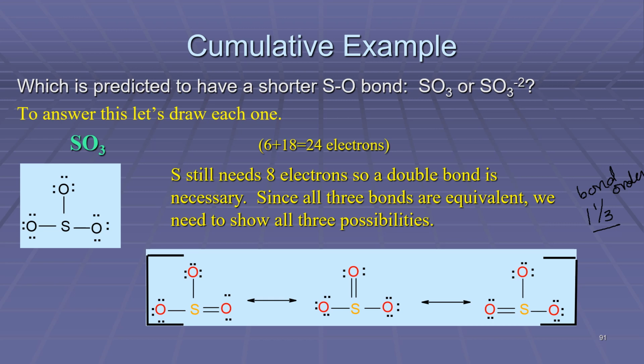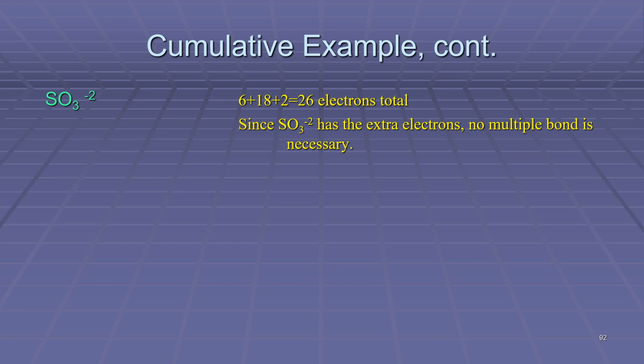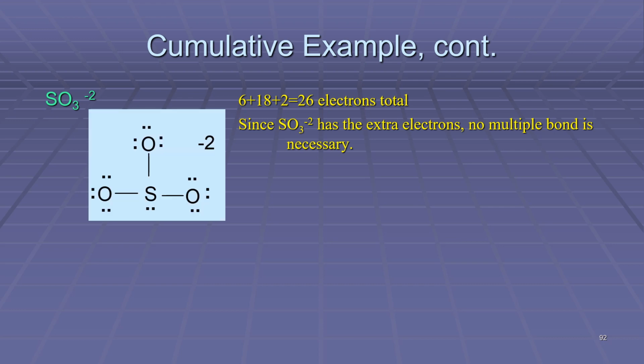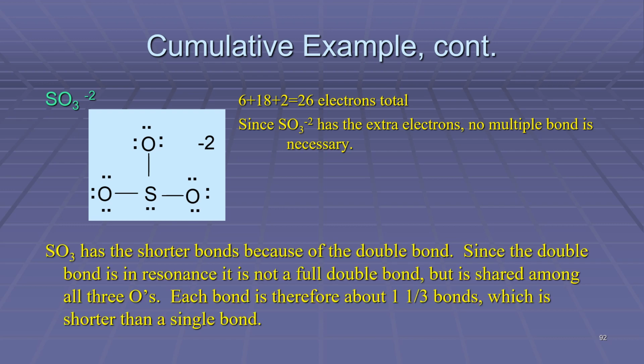All right, now let's draw SO3 2-, and you can probably see where it's going because we're missing those 2 electrons on the sulfur. If we have those 2 extra electrons from the ion, they're able to just go right there on the sulfur. So now sulfur has 8 electrons. They all have 8 electrons, and now you can see why SO3 2- is the common ion, because it adds those 2 electrons. So no double bond is necessary. What's the bond order for this one? The bond order is 1.